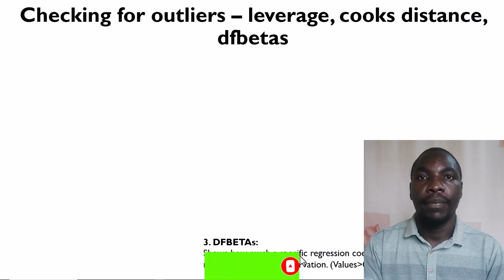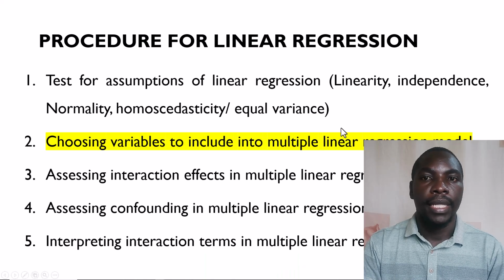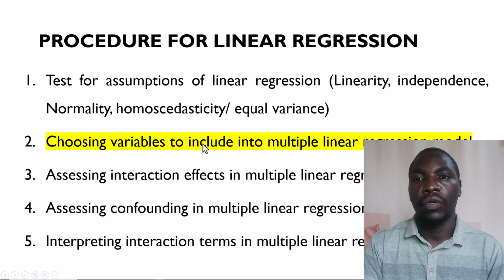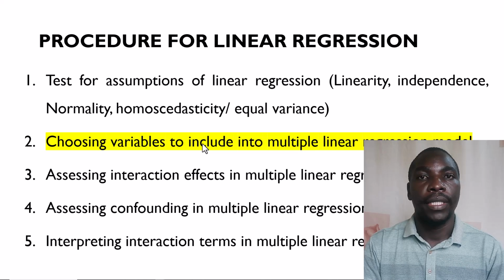So this has been the last video on checking for assumptions of linear regression. We've checked for linearity, independence, normality, equal variance, and so on. So next we shall go to another step of linear regression, which is choosing variables to include into your multiple linear regression model. See you in the next episode.